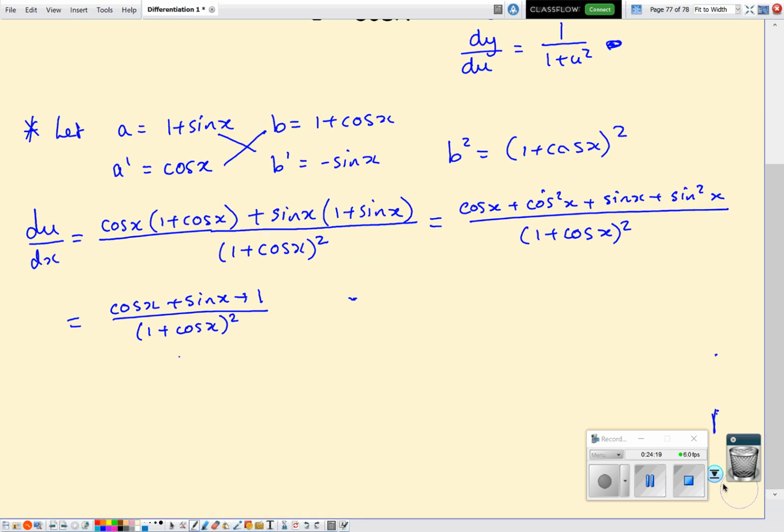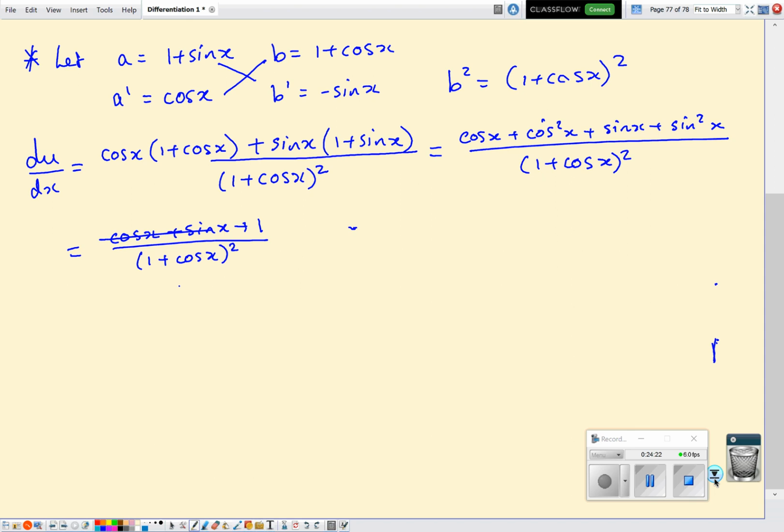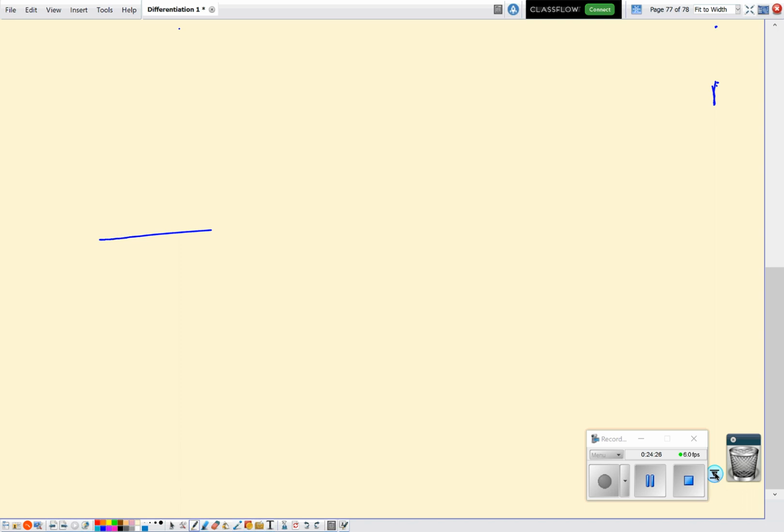So the derivative, right, brace yourselves for this one, the derivative, oh, what's going on with my screen?